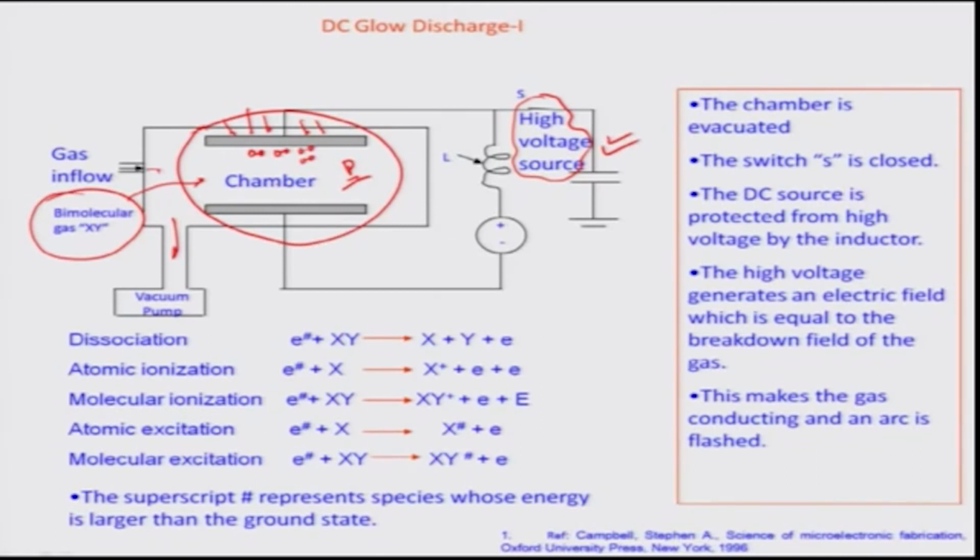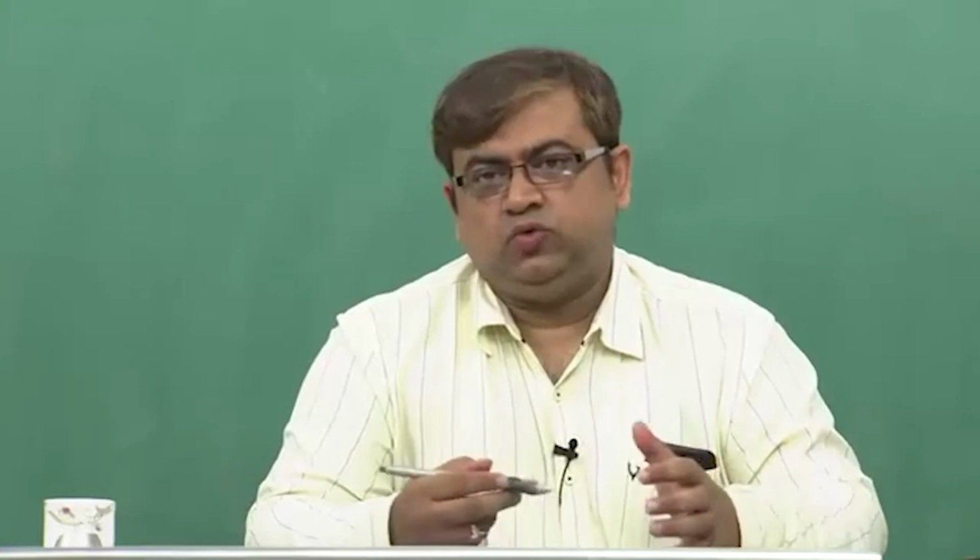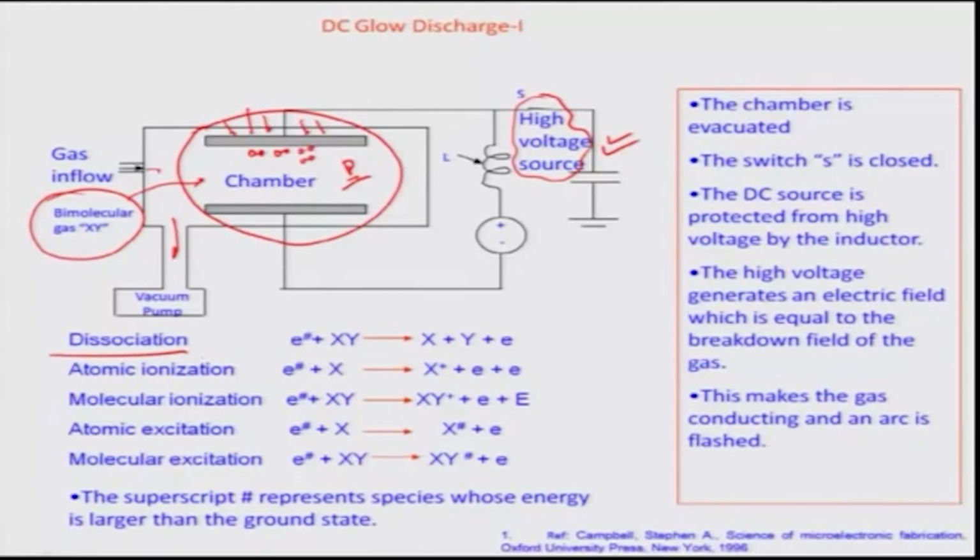So when the electron comes off into the gas with a certain energy, there are many things which would happen within such a chamber. One of the processes is called dissociation. When this high energy electron, you can see this hash here means energy, associates itself with a bimolecular gas molecule otherwise present within the chamber, it converts it into free radicals. So you have the X and Y free radicals, and the electron does not have any energy anymore.